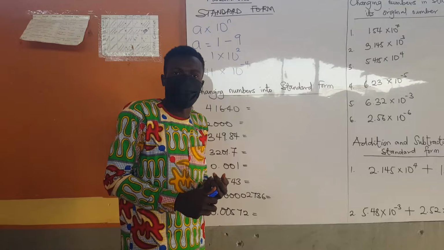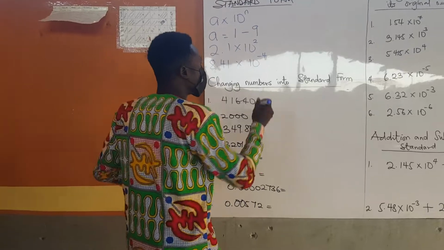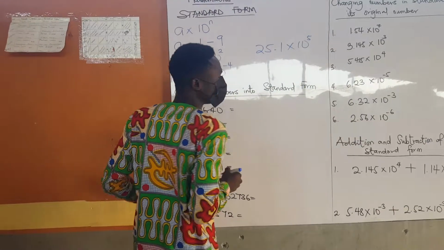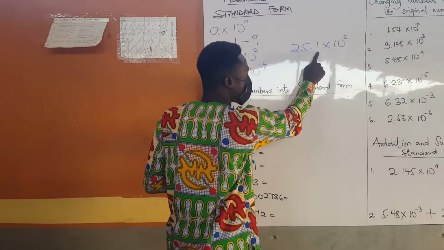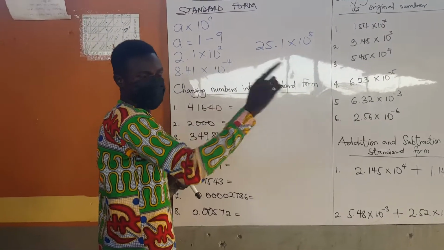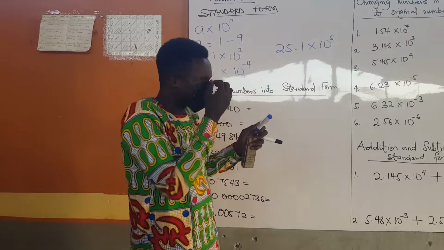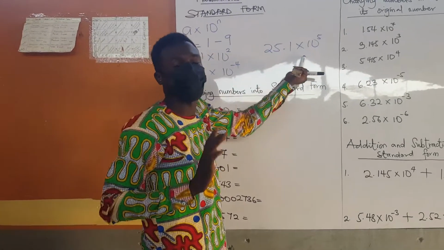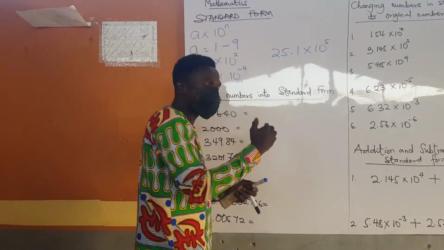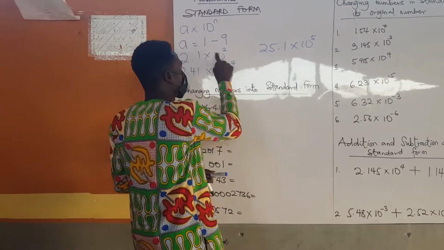How can I know that a number is not in standard form? Let's say you have 25.1 times 10 raised to the power 5. With this 25.1, there's no way we can get 25 from 1 to 9. Because we cannot get 25 from 1 to 9, we say that this number is not in standard form. But if I have 2.51, it is in standard form because I can get the 2 within the range.